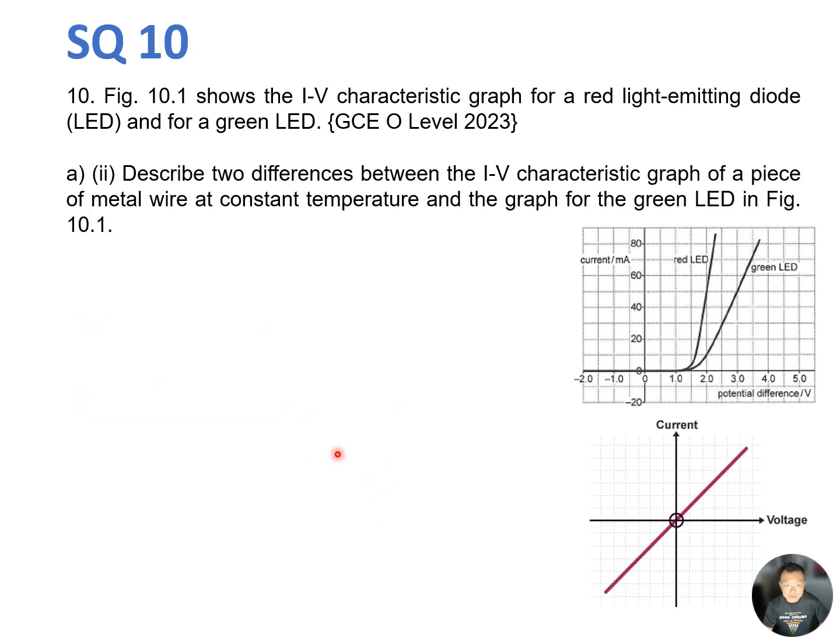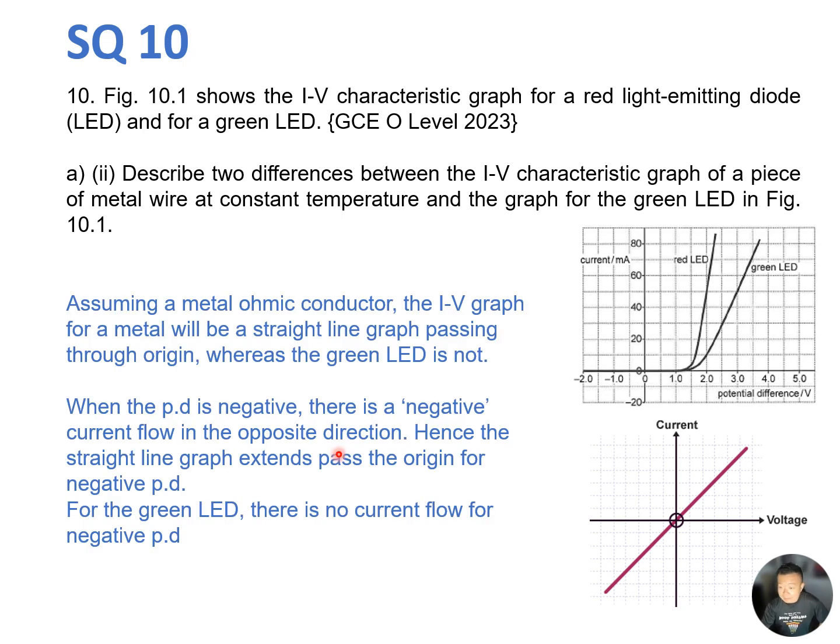All right, for this question, there are two differences here. If you read, this metal wire at constant temperature, we are assuming that this is an ohmic conductor, and the I-V profile is a straight line passing through 0, 0. So that itself is one of the differences: for an ohmic conductor, for this metal conductor, the I-V graph is a straight line that passes through 0, 0, whereas for the green LED, it's not a straight line that passes through 0, 0. So that's one difference.